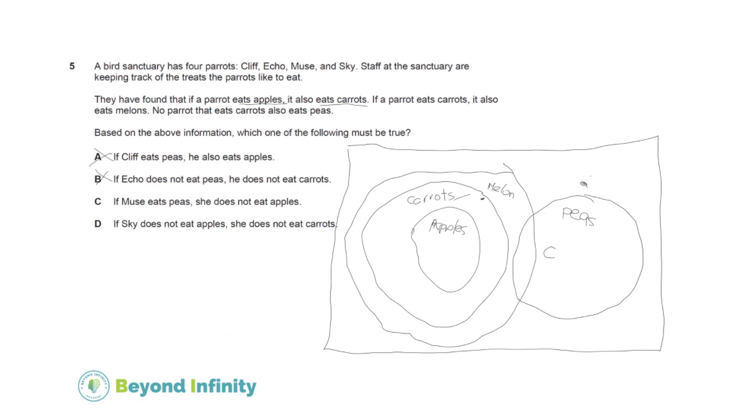C: If Muse eats peas, she does not eat apples. Well, if Muse is here, then there's no overlap with apples, and therefore we know for sure that if Muse eats peas, she does not eat apples. So C is correct. So we'll just check D. If Sky does not eat apples, she does not eat carrots. Well, obviously that's not right because if she does not eat apple, that means she's outside of the apple circle, but she can still be within the carrot circle. So at the end, what we find is that indeed C is your only answer, and therefore your final answer is C.